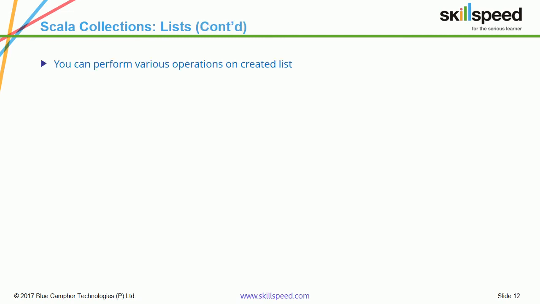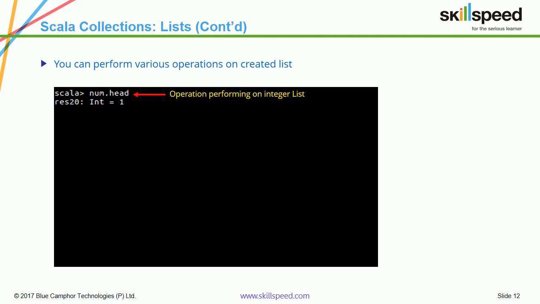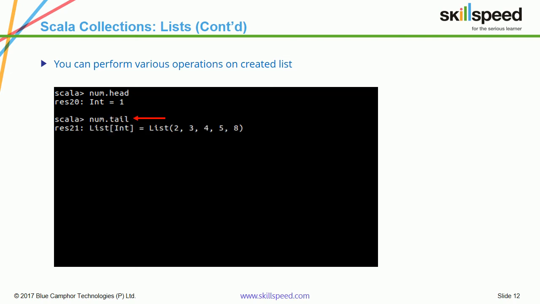You can perform various operations on the created list. If you want to get the first element of the list, you can type the list name followed by the head function. So here I am typing num.head, which gives me the first element, which is 1. There is another function called tail, which will give you all the rest of the elements in the list except the head part, but the result will be another list. So when you type num.tail, you can see that the result is another list which contains 2, 3, 4, 5, 8, except the value 1, which you can get using head.